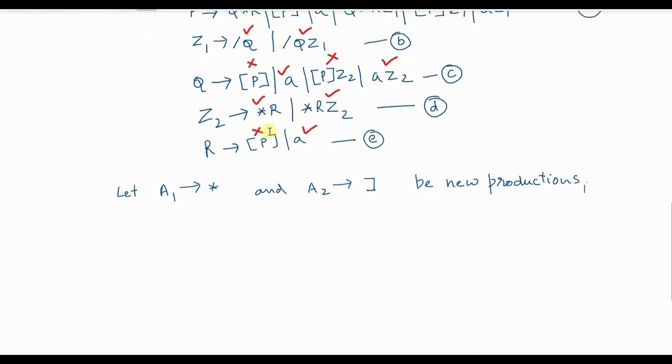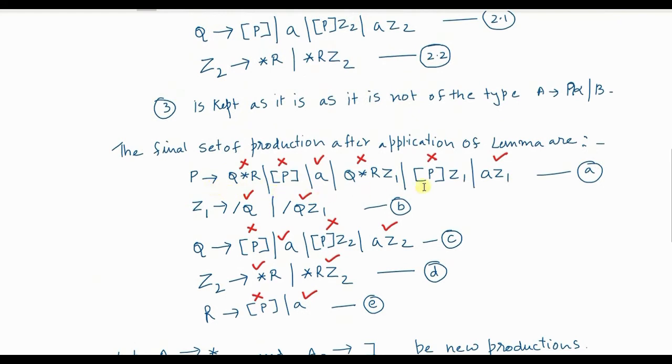Okay. Since I have named this as E, I will name this as F. This is F, and this one will be named G. Continuing, substituting F and G in A, we get, so wherever a star occurs, wherever a closing bracket occurs, I will be replacing them with A1 and A2. So in this I will do it.